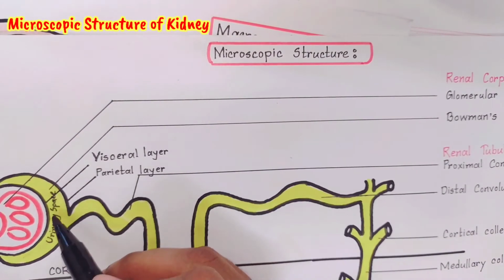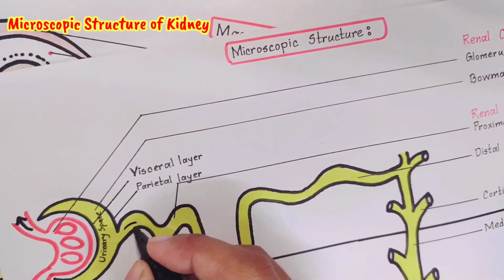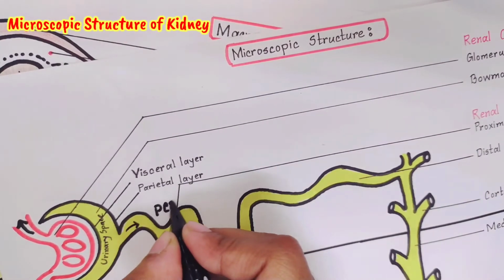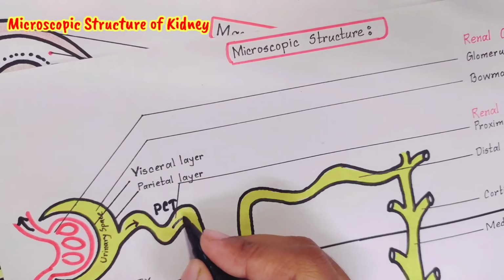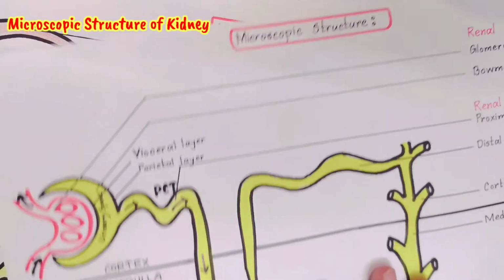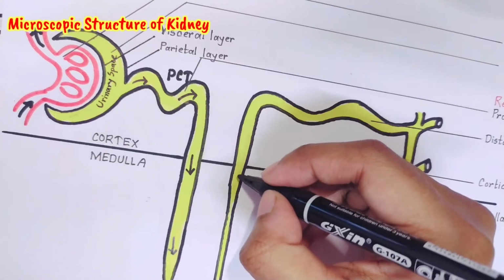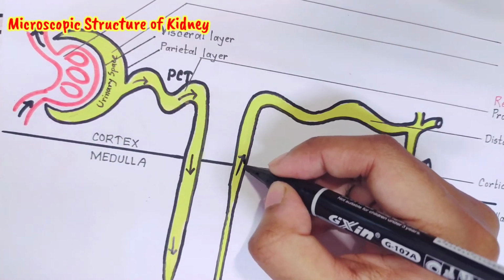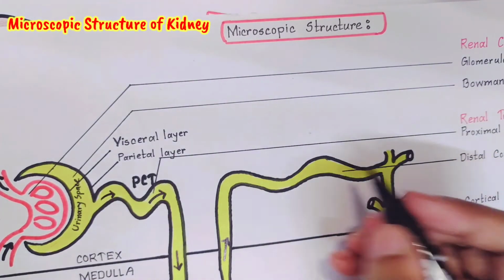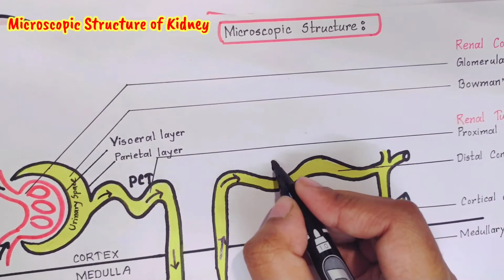Fluid filtered from the glomerular capillaries flows into Bowman's capsule and then into the proximal tubule, which lies in the cortex of the kidney. From the proximal convoluted tubule, fluid flows into the loop of Henle, which dips into the renal medulla. Each loop consists of a descending and an ascending limb. From the loop of Henle, fluid enters the distal convoluted tubule, which, like the proximal tubule, lies in the renal cortex.